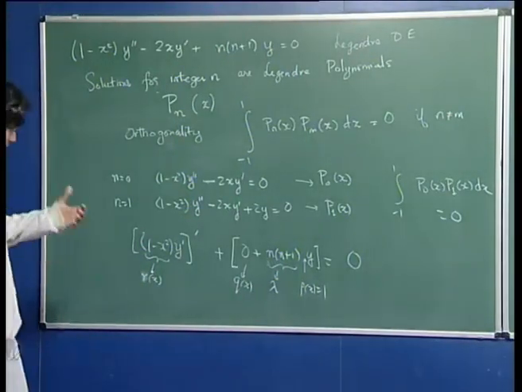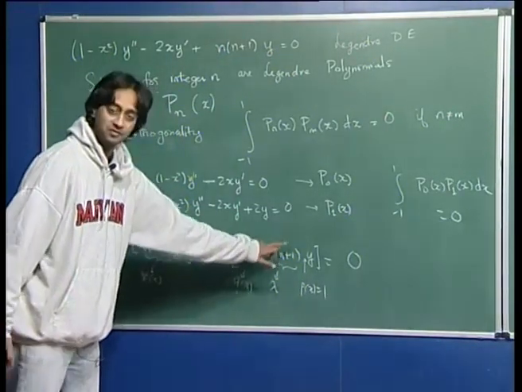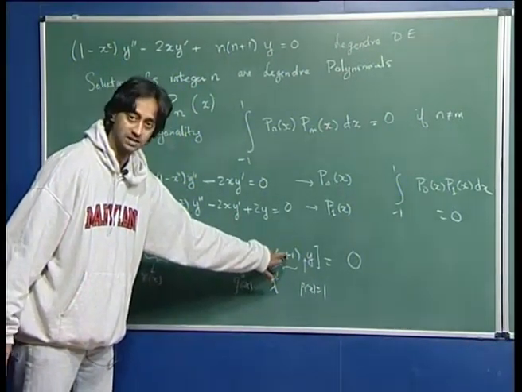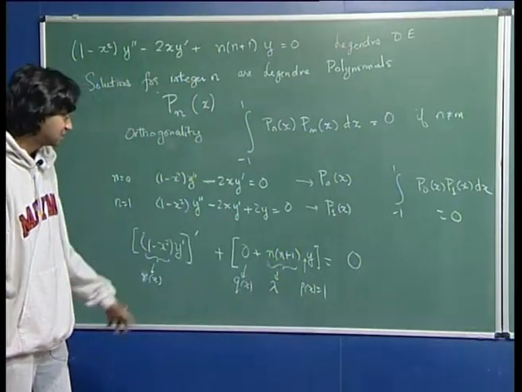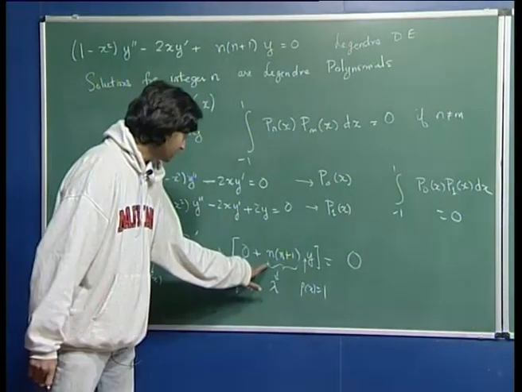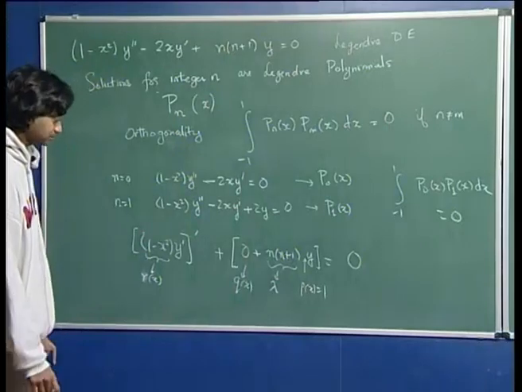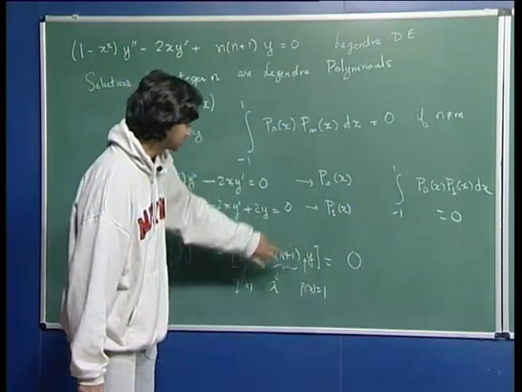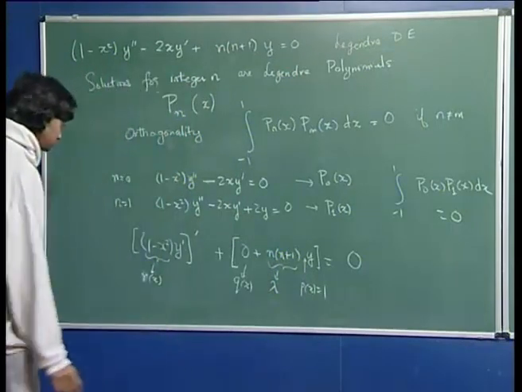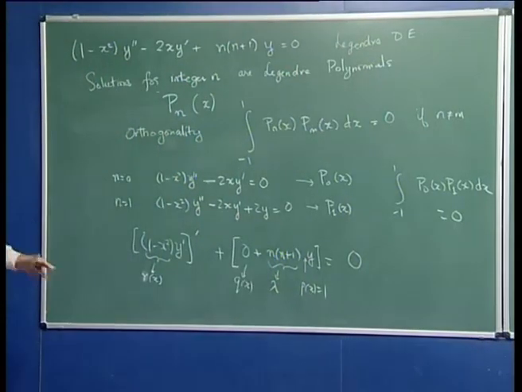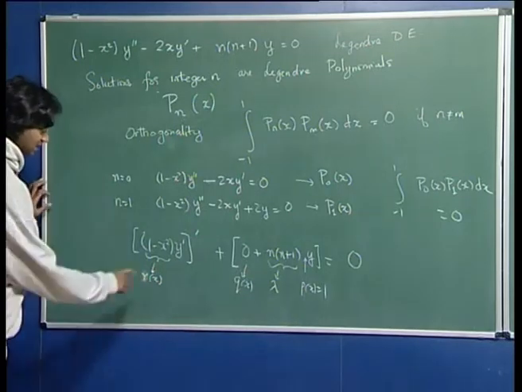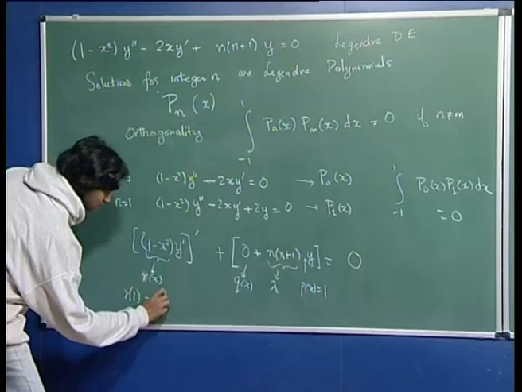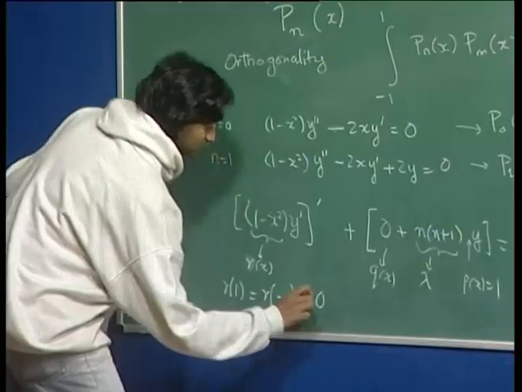Okay. So, now if I take different values of lambda, that corresponds to taking different values of n. And if I take different values of n, I get the different polynomials. So, p n will correspond to value of n, m will correspond to n equal to m. And notice that r of x has this. So, r of 1 equal to r of minus 1 equal to 0.